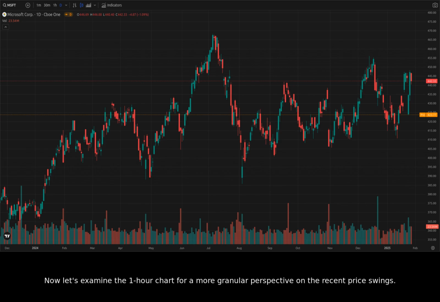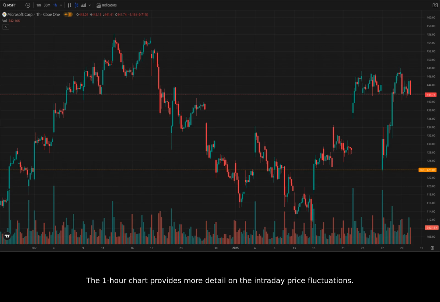Now let's examine the one-hour chart for a more granular perspective on the recent price swings. The one-hour chart provides more detail on the intraday price fluctuations. We observe that the price experienced a sharp drop in a short period of time. This may reflect rapid selling pressure triggered by the news from earlier today.